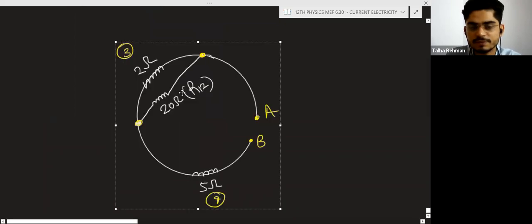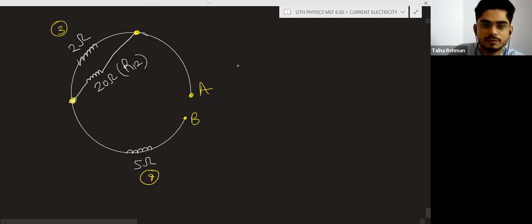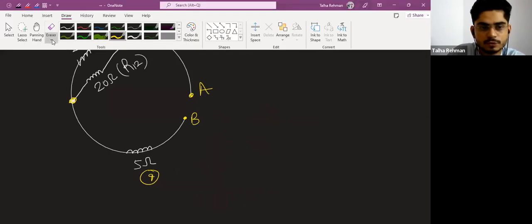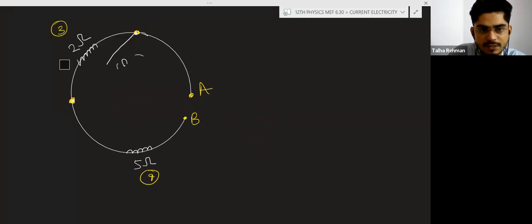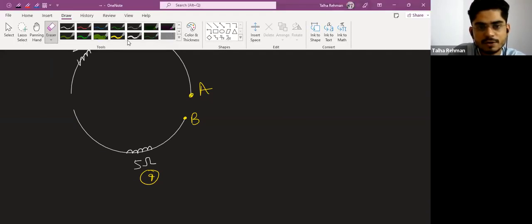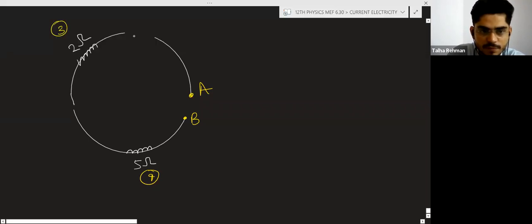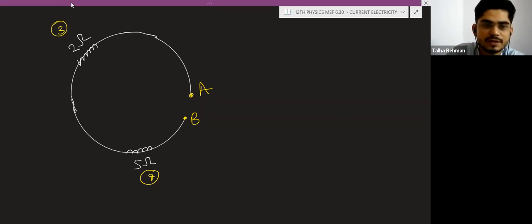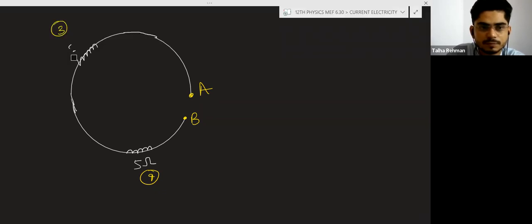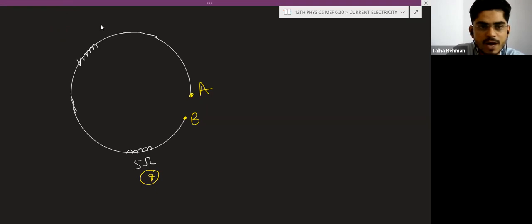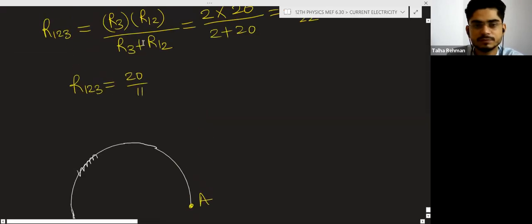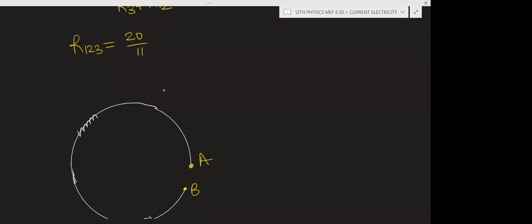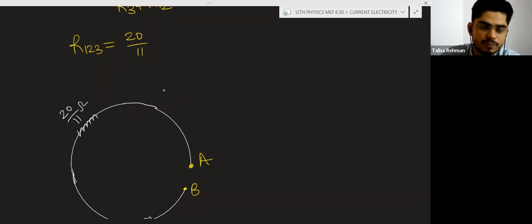You can also do the question in one step also, but I am just telling you. So now you can remove this resistance from here and connect a resistance either on the circular wire, or you can change the shape of the wire. This time this equivalent resistance will become R123, and this R123 will become 20 by 11 ohm.